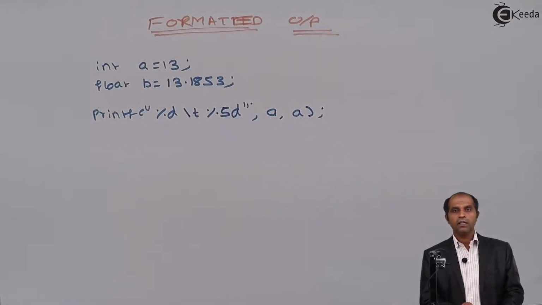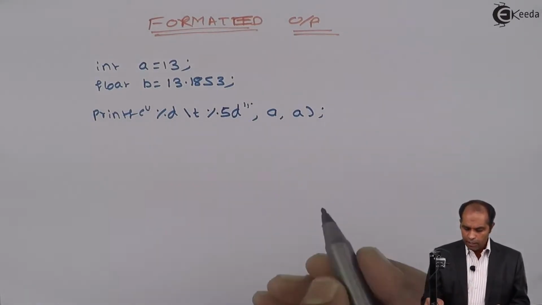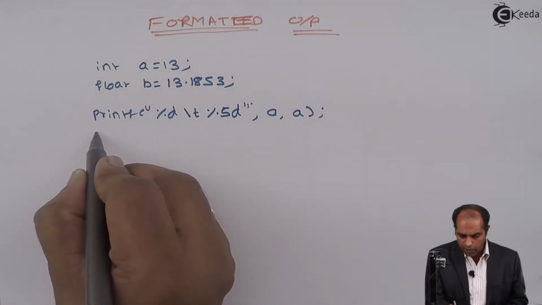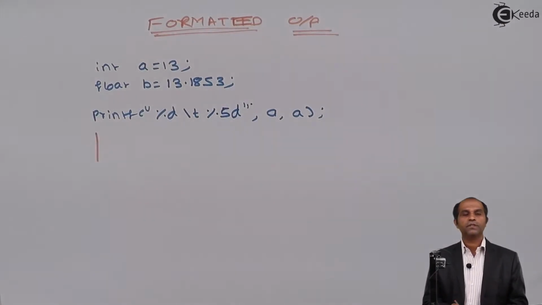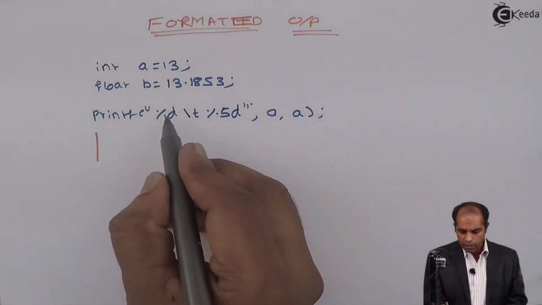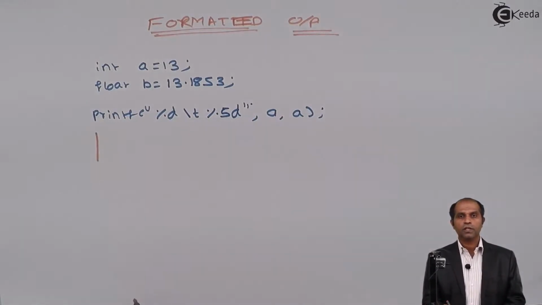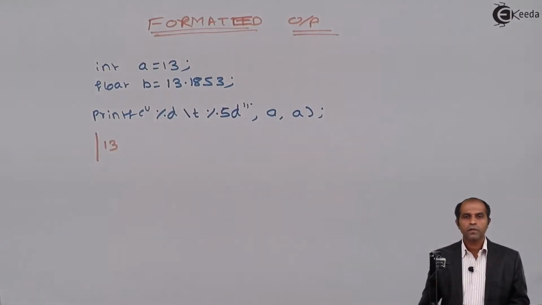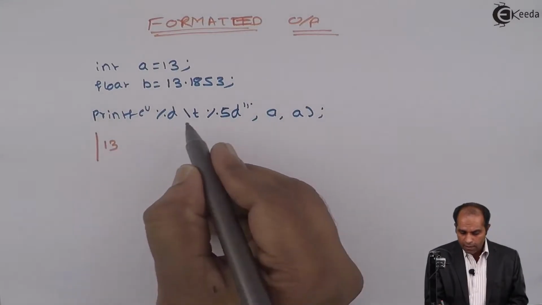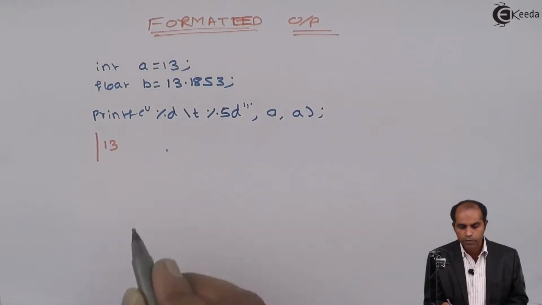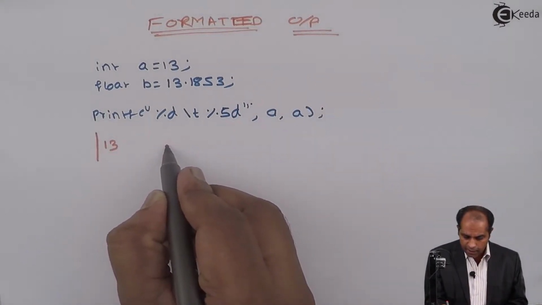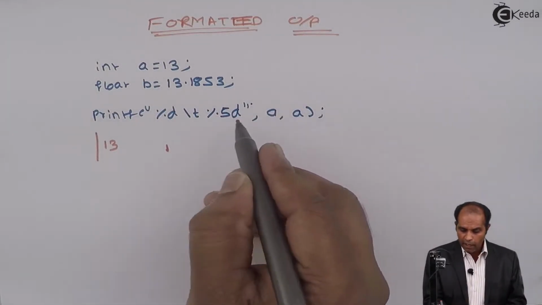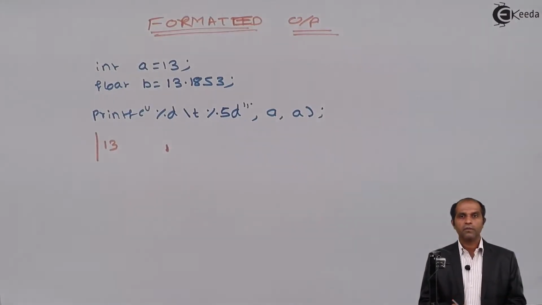What exactly does %5d do? Now let's try to trace the output of this. So here I'll write the output on the next line. Assume that this is the left hand side of the screen. %d will display the a on the output screen. So a value is 13, hence it displays 13. After that, \t will make the cursor move to the next tab stop. Assume that this is the tab stop. So the next value of a has to be displayed from this location.